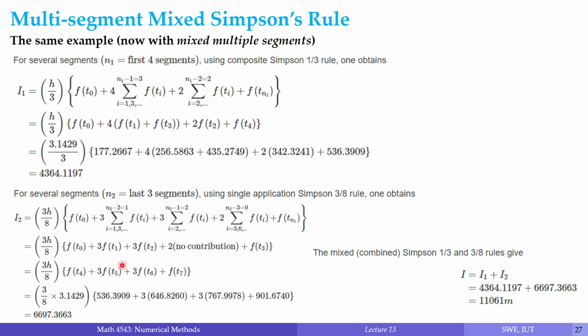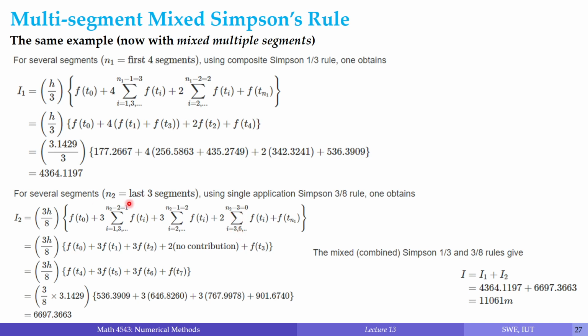So the value of I2 with the respective functional values comes up as something like 6,697.3663. If you notice this term over here, it says no contribution, right? So look at this term over here. In our formula, if you recall, this term pertains to the values of the indices which are multiples of 3, right? So i equals 3, 6 up to n minus 3.